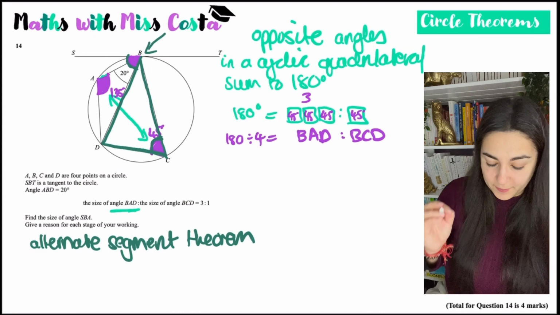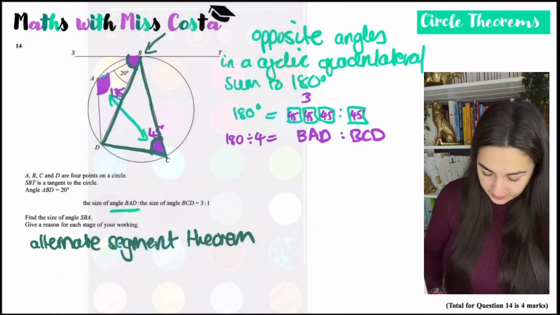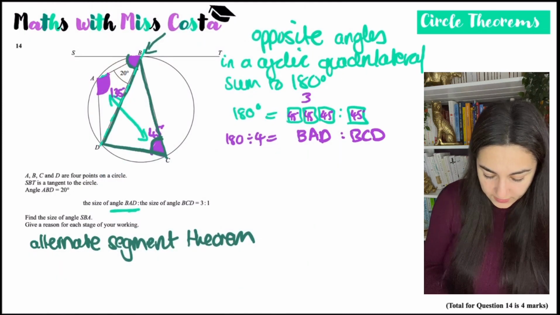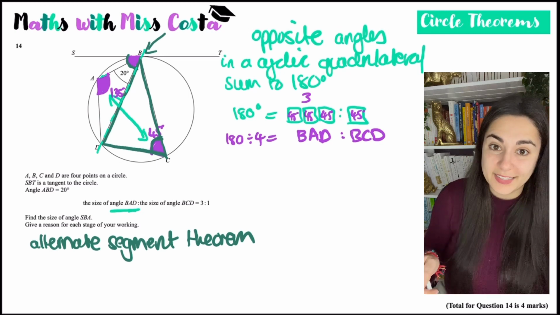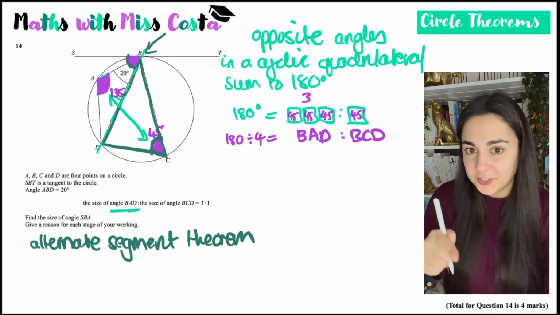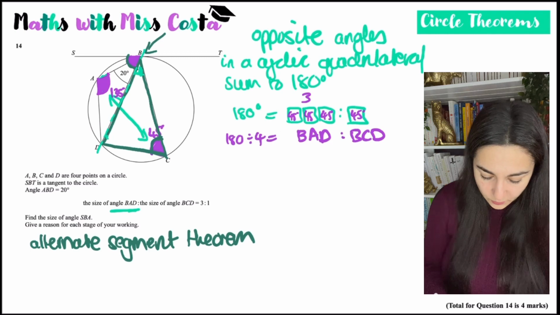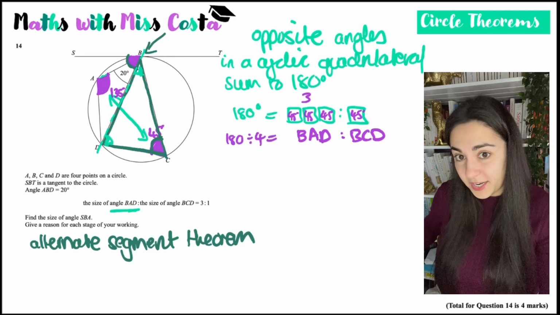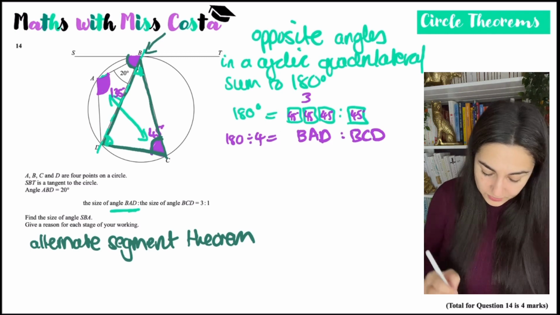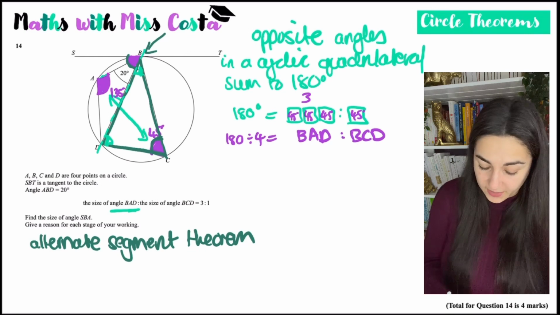So basically what that means is, let's get a different colour. Over here, this line, this is the chord. So the angle that we're talking about in the alternate segment has to be an angle that doesn't touch that chord. So it can't be this angle or this angle here. Okay, it's in the alternate segment. So the alternate segment theorem states that these two angles are equal.